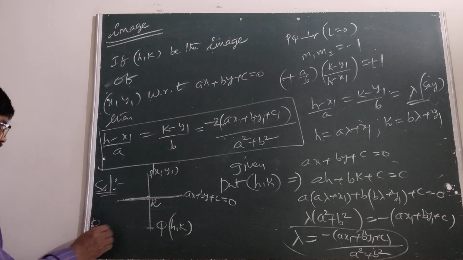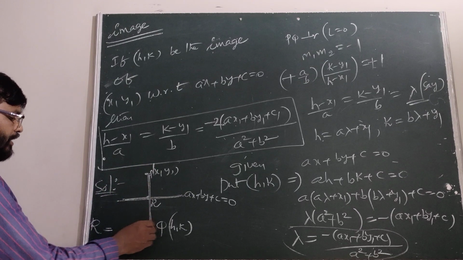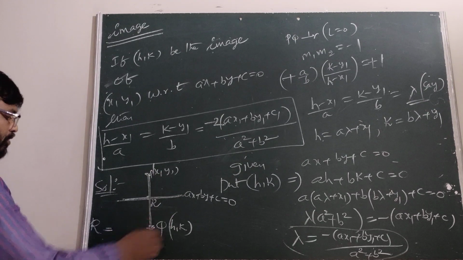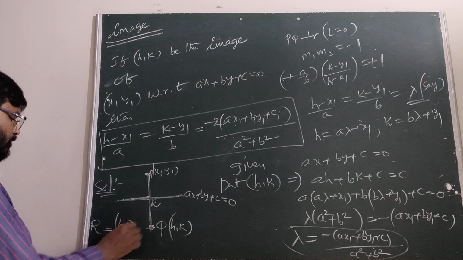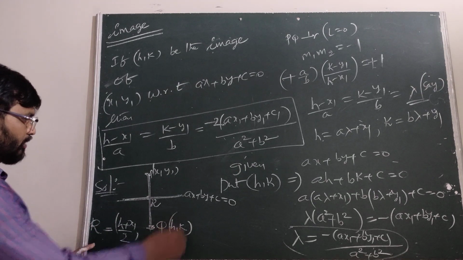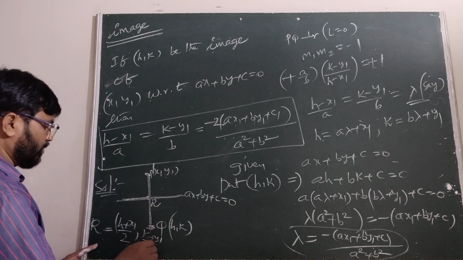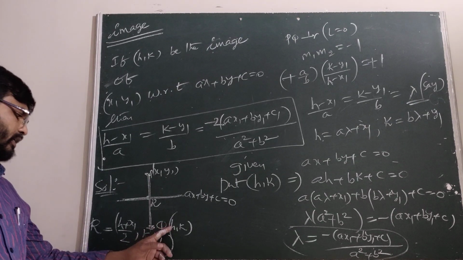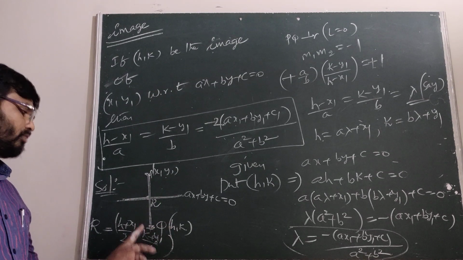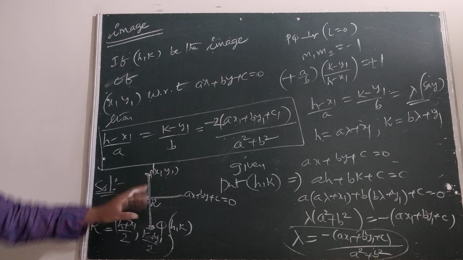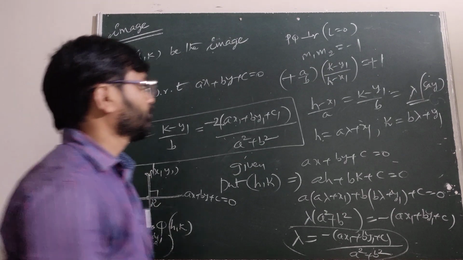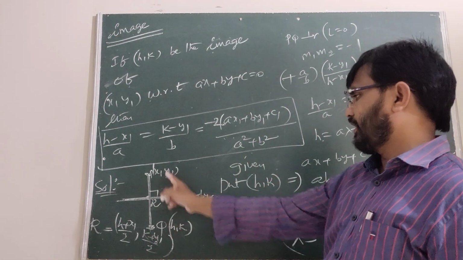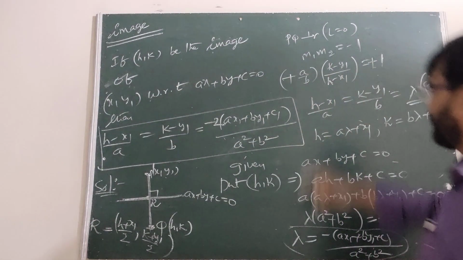How to find R, the midpoint. Therefore, the image of P is Q with respect to the line. R is the midpoint: (x1 plus x2) by 2, (y1 plus y2) by 2, that is (h plus x1) by 2, (k plus y1) by 2. Also, PQ is perpendicular to the line. Therefore m1 into m2 equals minus 1: minus of a by b into (k minus y1) by (h minus x1) equal to minus 1.